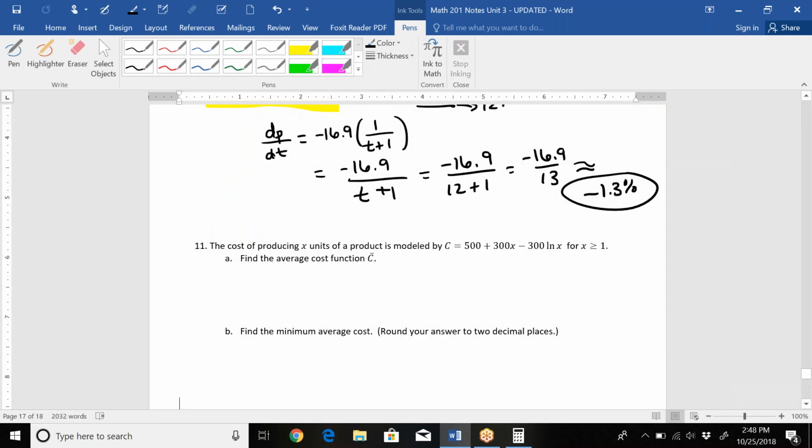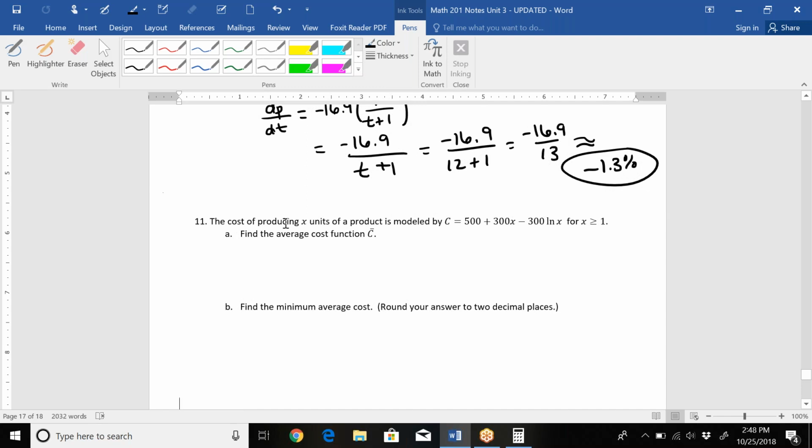Okay, and then we did not do 11 either, so let's look through that one. It says the cost of producing X units of a product is modeled by this cost function, and notice they've given us a domain that makes sense for natural log, except they didn't let us go down to the decimals between 0 and 1. So it says find the average cost function. Remember, average cost function just means you divide everything by X. So C bar is 500 divided by X plus 300X divided by X would just be 300 minus 300 times the natural log of X divided by X. So I'm just kind of grouping that together. So that is the average cost function.